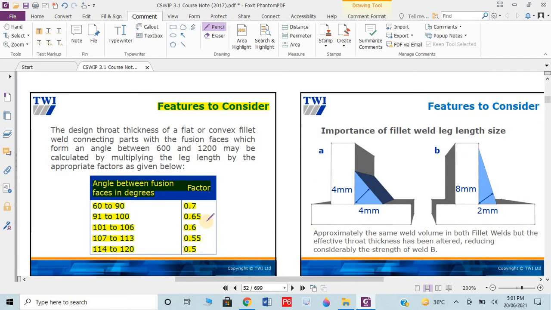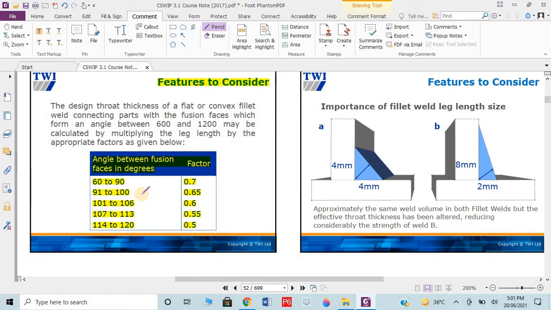You don't need to remember these points. These are actually fusion phases welding. If we factor 60 to 90 degree, then we need to multiply with 0.7. You remember throat thickness, 0.7 multiplied with throat thickness is equal to leg length.